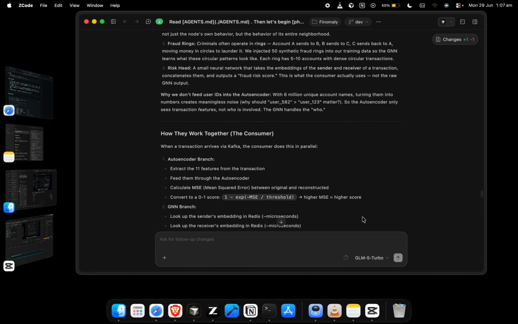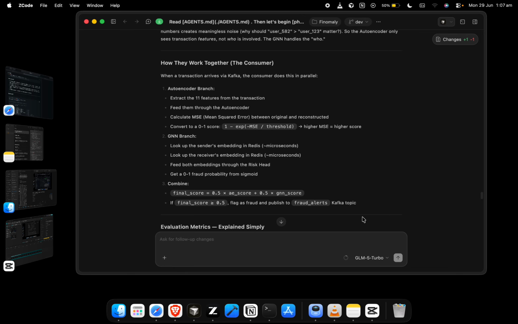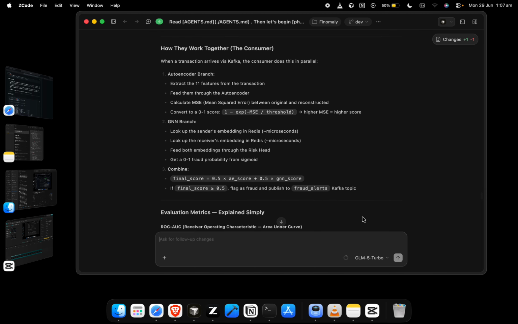So how they work together: the consumer, when a transaction arrives at Kafka, the consumer does this in parallel. The autoencoder branch extracts the 11 features of the transaction, feeds them through the autoencoder, calculates the MSE, that's the mean squared error between the original and the reconstructed, and converts it to a 0-1 score, that's 1 minus the EXP of minus MSE divided by the threshold.